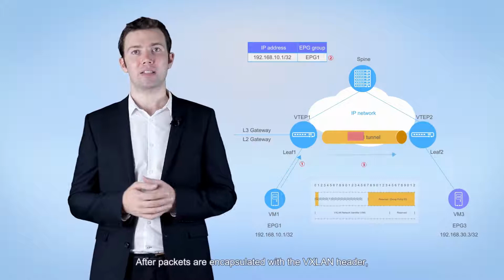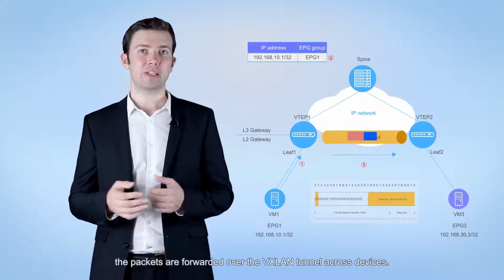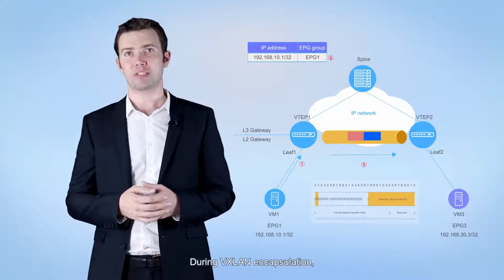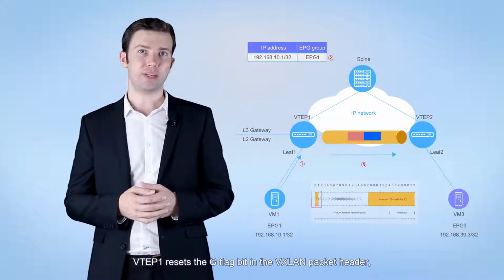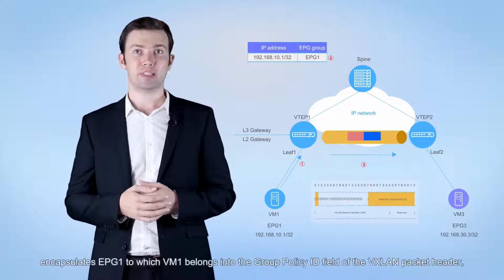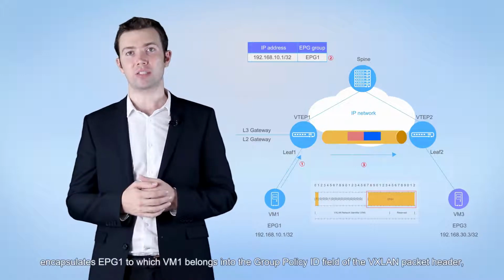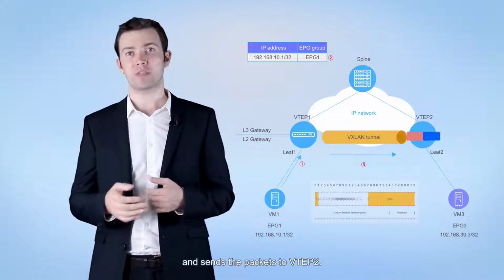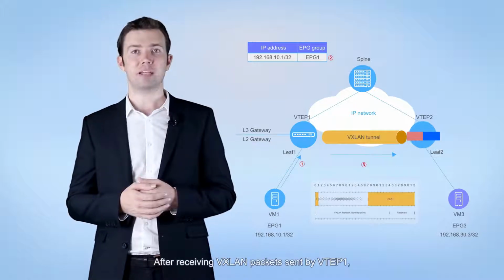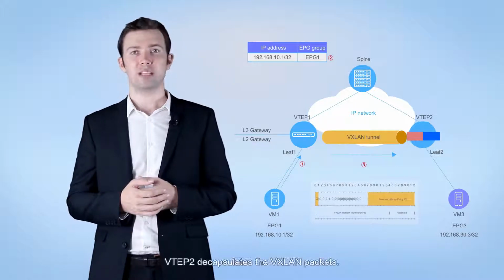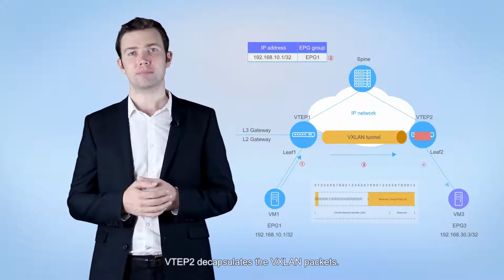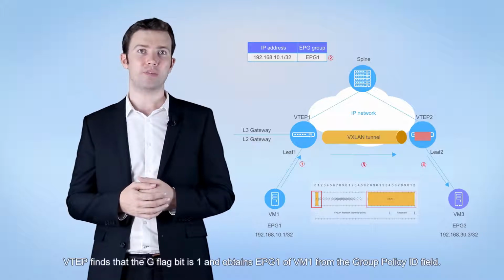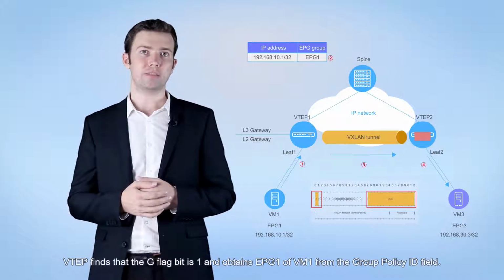According to the destination IP address, VTEP1 searches for the routing table and finds that VM3 is connected to VTEP2. After packets are encapsulated with the VXLAN header, the packets are forwarded over the VXLAN tunnel across devices. During VXLAN encapsulation, VTEP1 sets the G flag bit in the VXLAN packet header, encapsulates EPG1 to which VM1 belongs into the group policy ID field of the VXLAN packet header, and sends the packets to VTEP2. After receiving VXLAN packets sent by VTEP1, VTEP2 decapsulates the VXLAN packets. VTEP2 finds that the G flag bit is 1 and obtains EPG1 of VM1 from the group policy ID field.